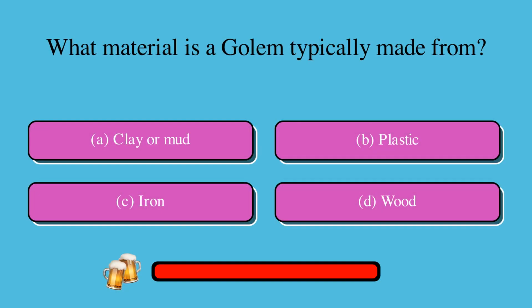What material is a golem typically made from? Is it A, clay or mud, B, plastic, C, iron, or D, wood? The correct answer is A, clay or mud.